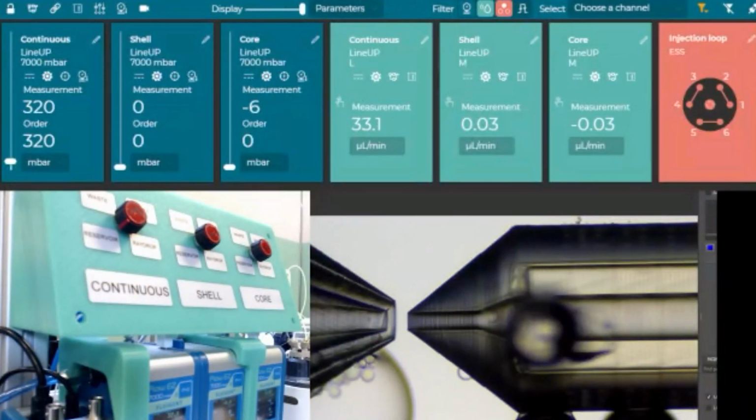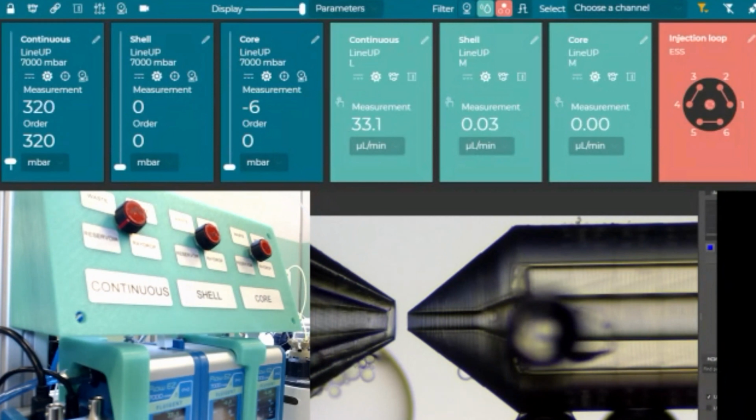As you can see here, there are a couple of oil droplets that are stuck to the Raydrop nozzle, but it doesn't change the operation and the way it behaves. So no worries for that.